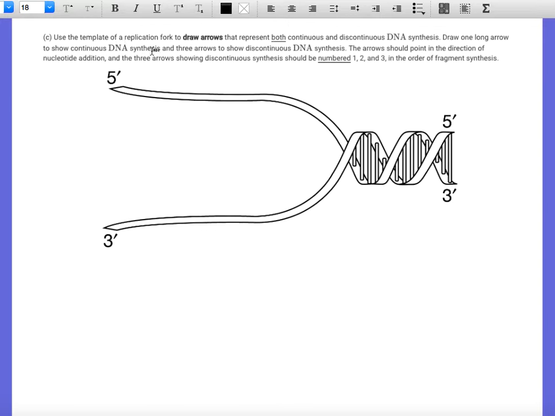Use the template of a replication fork to draw arrows that represent both continuous and discontinuous DNA synthesis. Draw one long arrow to show the continuous DNA synthesis, and 3 arrows to show discontinuous DNA synthesis. The arrows should point in the direction of nucleotide addition, and the 3 arrows showing discontinuous synthesis should be numbered 1, 2, and 3 in the order of fragment synthesis.